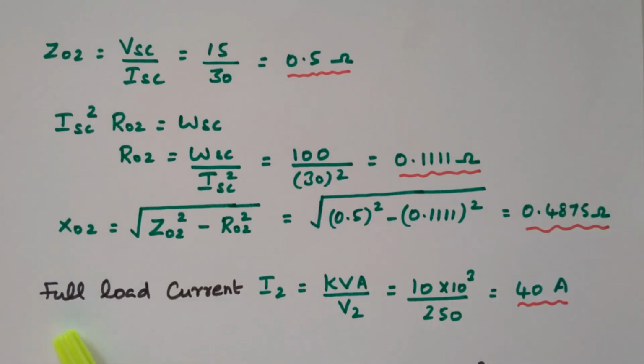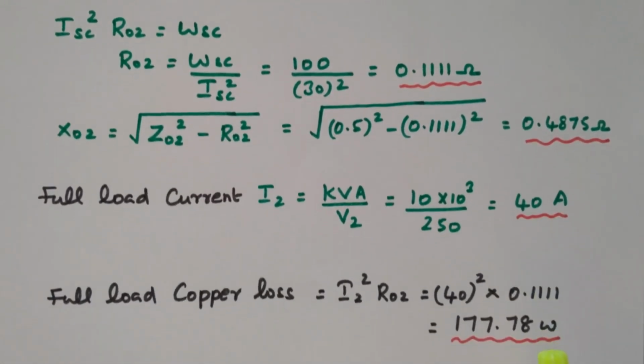Now in order to find the copper loss we need the full load current I2, equal to kVA divided by V2. The power rating of the transformer divided by V2 will give the current value. It is given as 10 kVA, so 10 into 10 to the power 3 divided by V2, which is 250. By simplifying that we get 40 ampere. The full load current is 40 ampere.